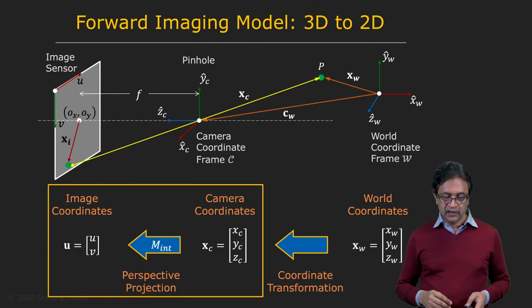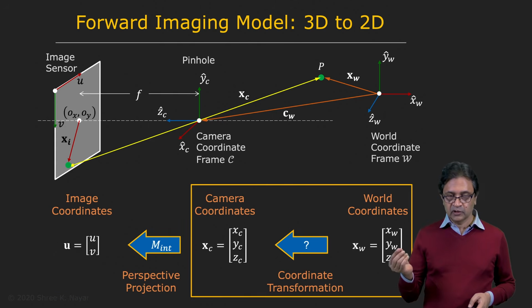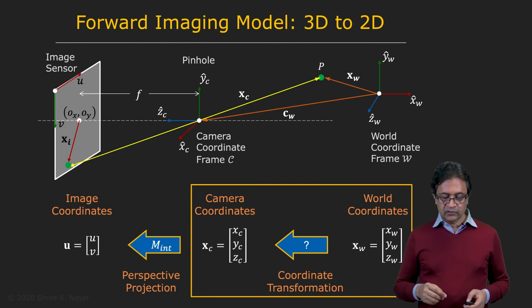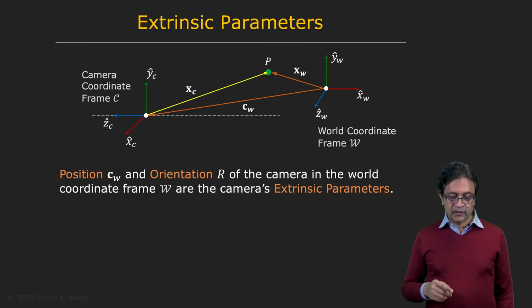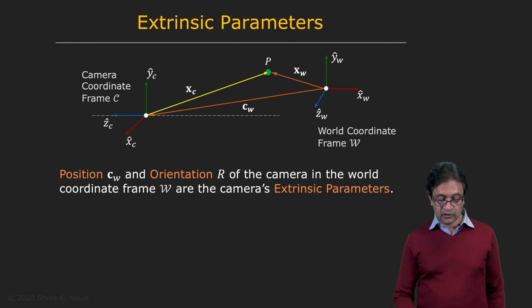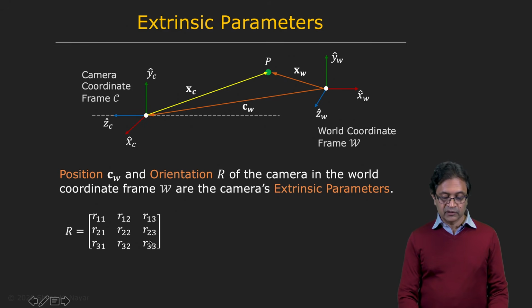So that's good. Now what we need to worry about is the mapping of a point from the world coordinates to the camera coordinates. That's 3D to 3D. That can be done by using the position and orientation of the camera coordinate frame with respect to the world coordinate frame. The position, we'll say, is given by CW, a vector, and the orientation is given by a matrix R. And this matrix R is what's called a rotation matrix.